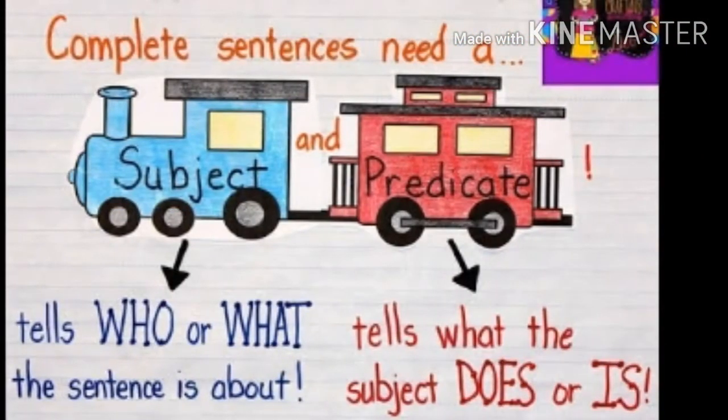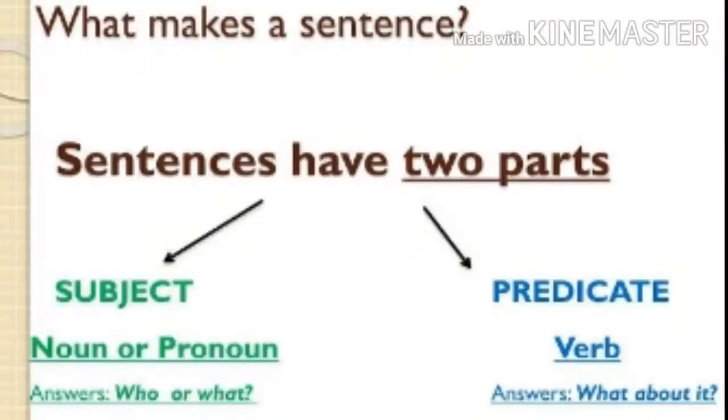The subject is a word or a phrase in a sentence that shows who or what does the action. The predicate is the part of the sentence that tells us something about the subject. The predicate always contains the verb.